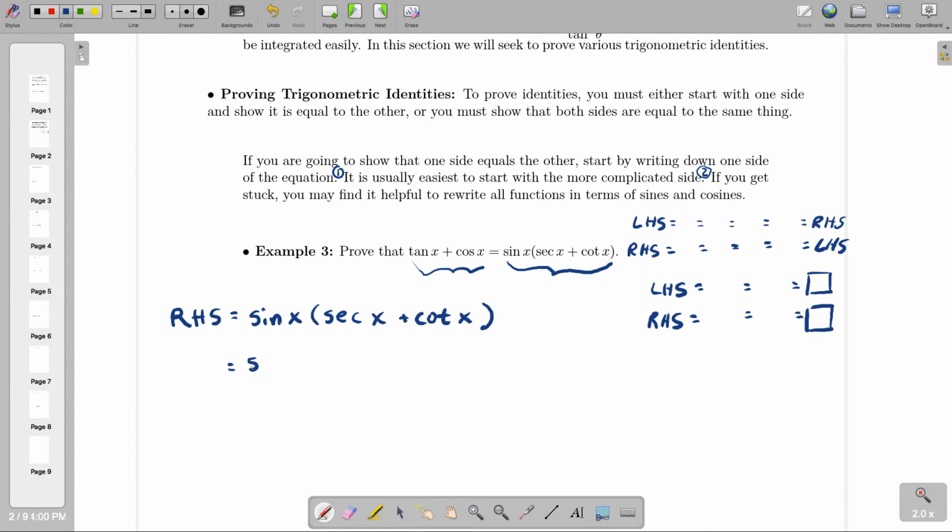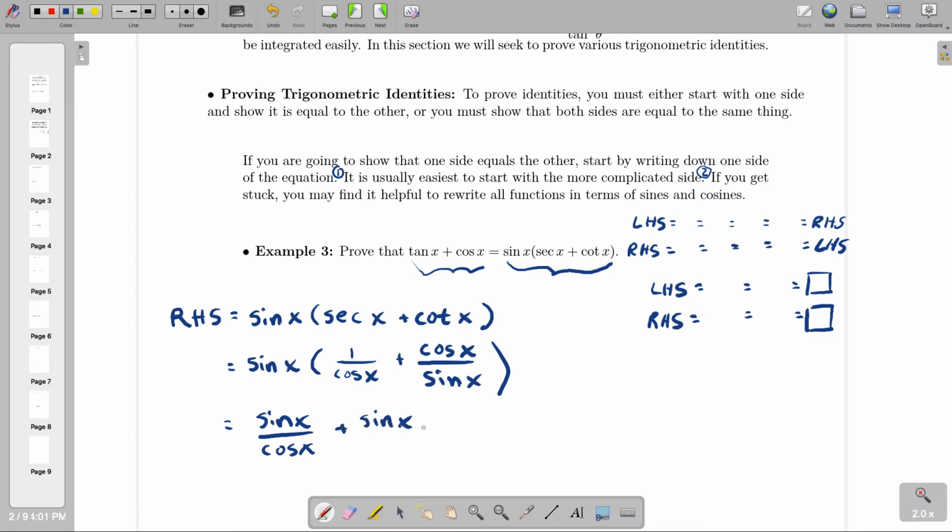So I can use my definitions to write secant as 1 over the cosine of x, and the cotangent as the cosine of x over the sine of x. And then I distribute through, and I have the sine of x over the cosine of x in the first term, plus the sine of x times the cosine of x over the sine of x in the second term.